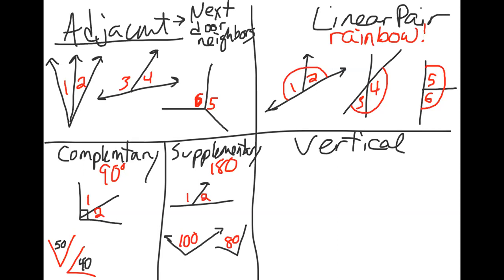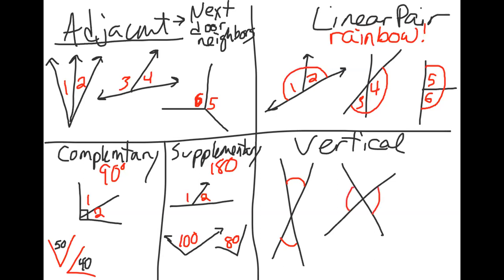Okay, and then vertical, this is when you have to have an X. And then it's the ones that are across the way. That's a vertical angle pair. That's a vertical angle pair. You have to have an X though. That's a vertical angle pair. Okay, and the big deal about vertical angles is that they're always equal.